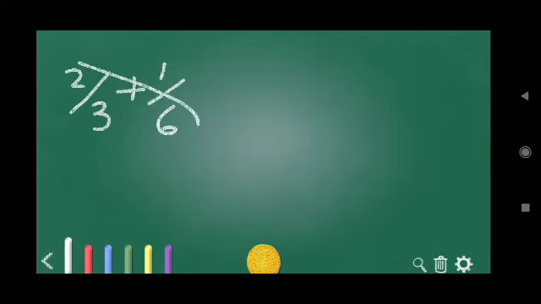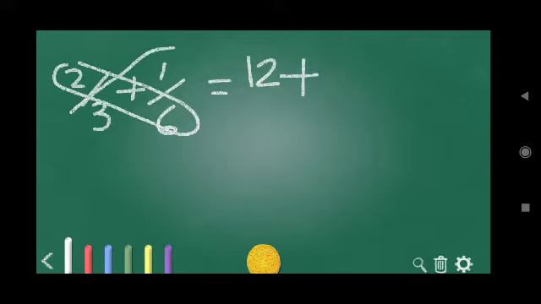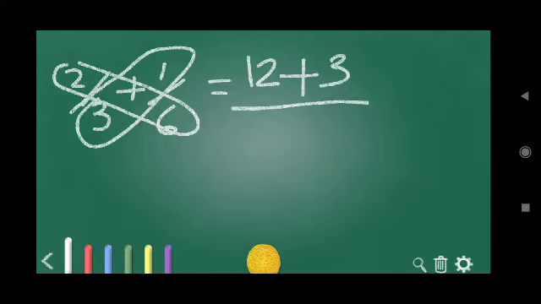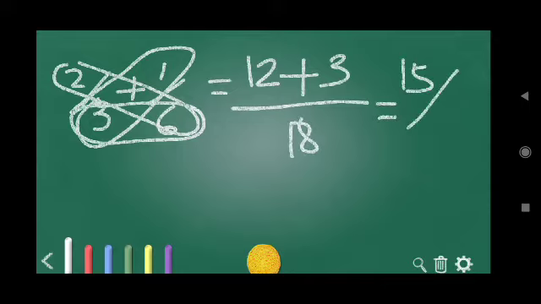Next, what if we have 2/3 plus 1/6? Same thing. 2 times 6, that is 12. Plus, because the operation symbol is plus, 3 times 1, 3 over the denominators. 3 times 6 is 18. This will give you 15 over 18.